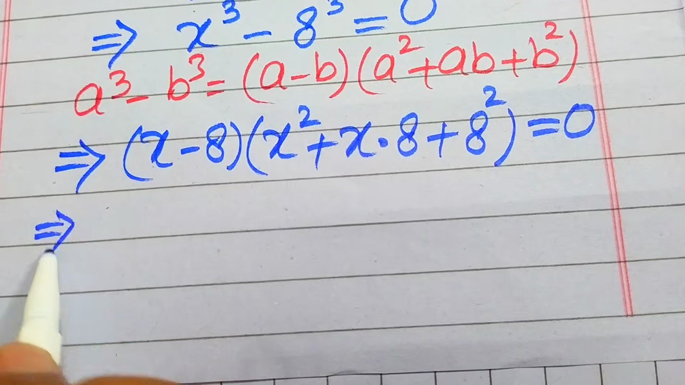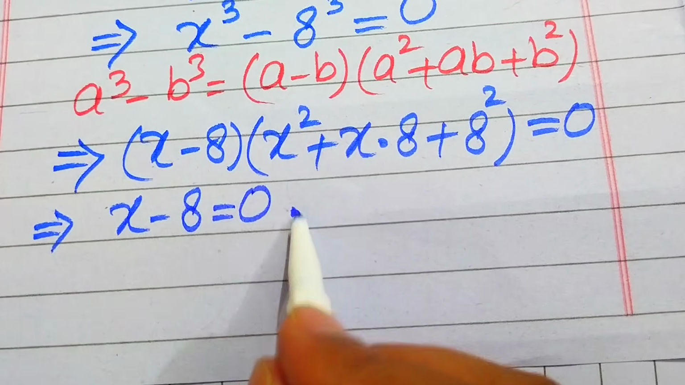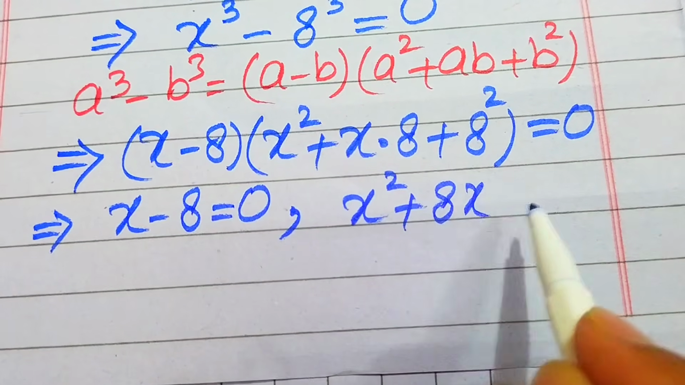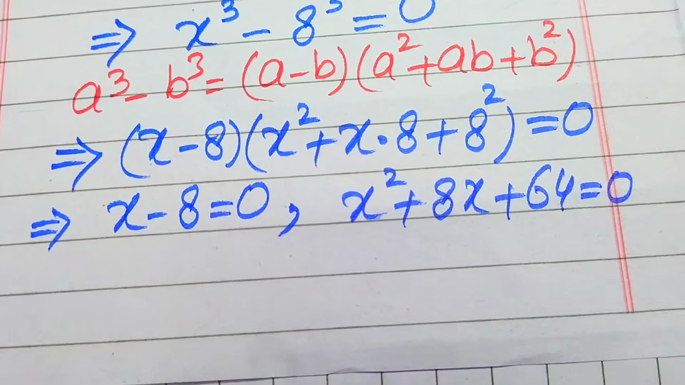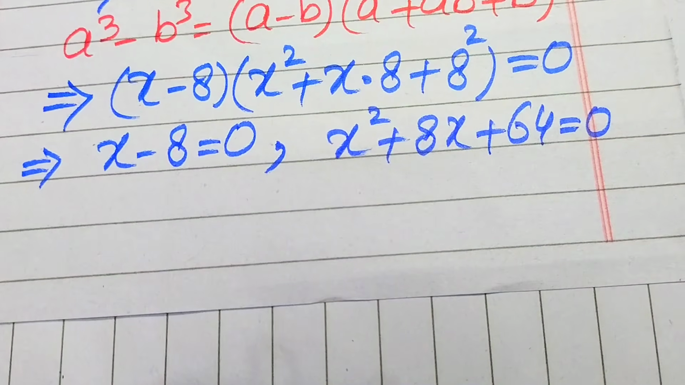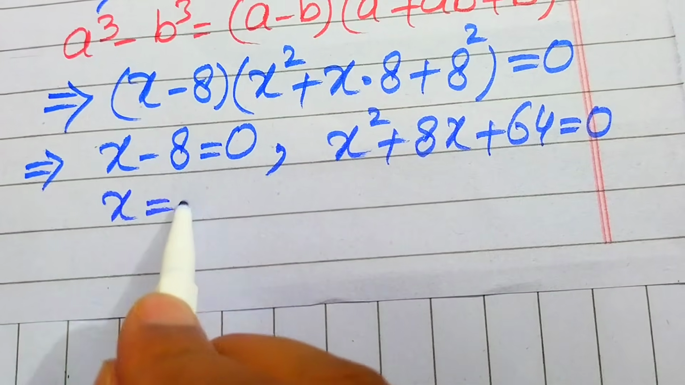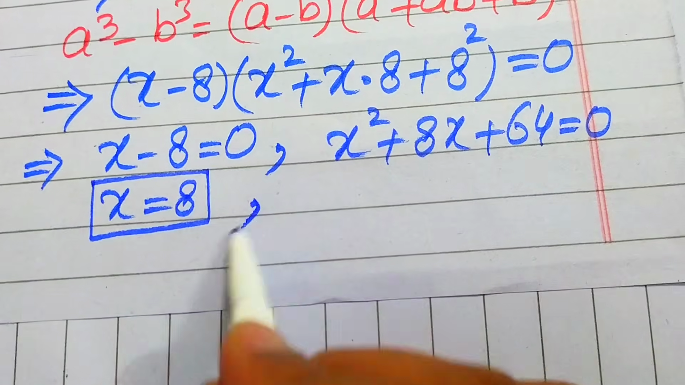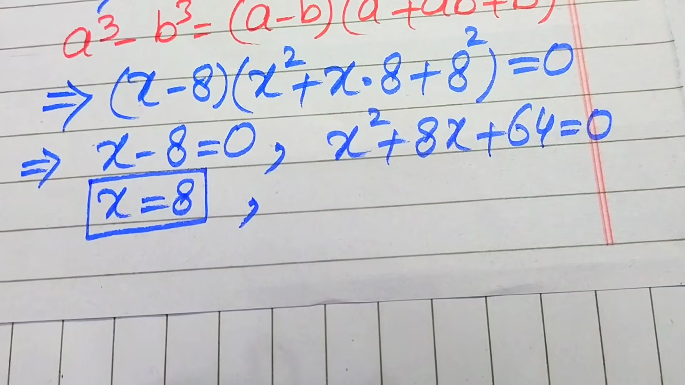Now we divide this equation into two cases. The first case is we write x minus 8 equals 0, and the second case is we write x squared plus 8x plus 64 equals 0. From the first case we easily get the value x equals 8. This is the first root of the given equation, and you see that this is a quadratic equation, and here we use the quadratic formula to solve it.